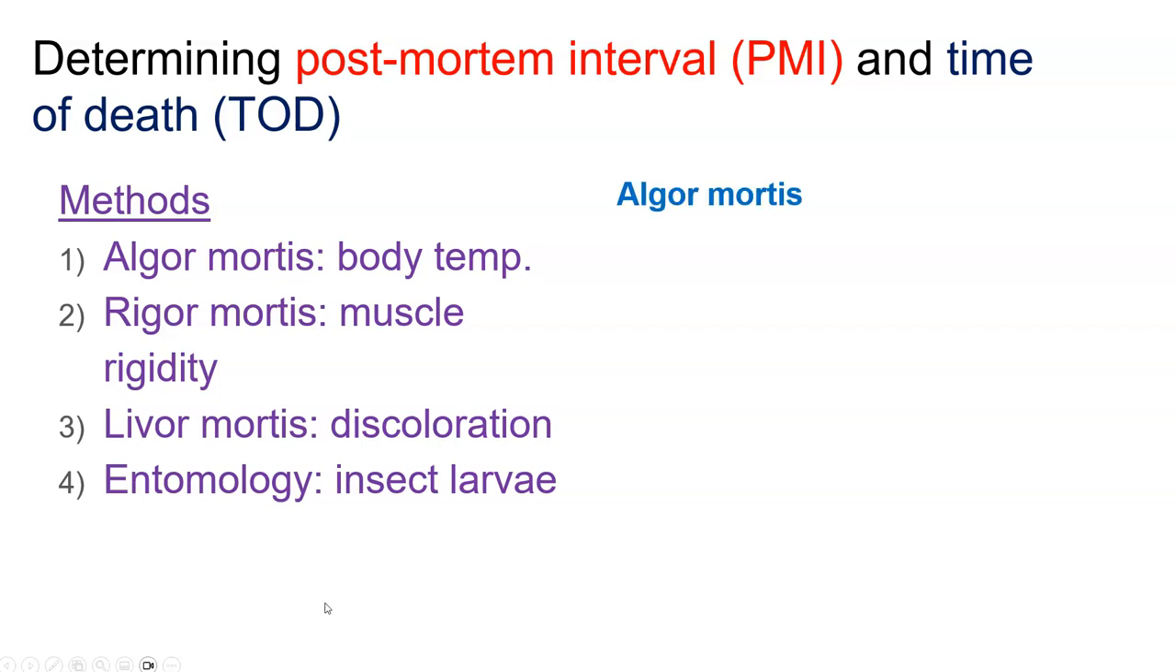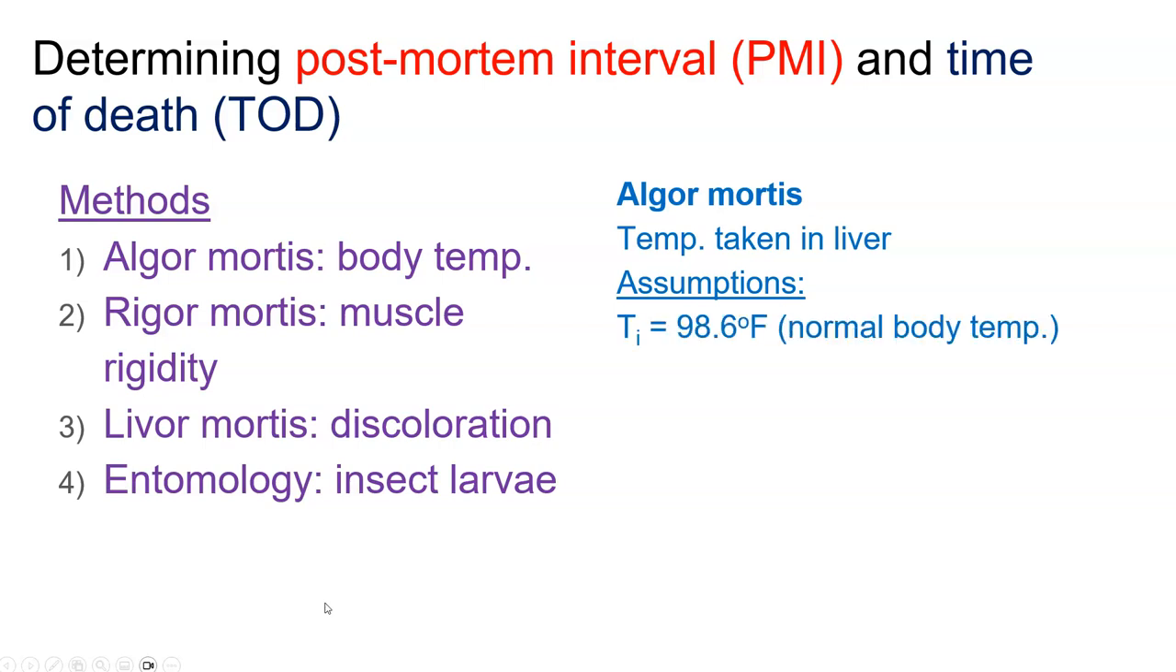So let's focus in on algor mortis, body temperature. So first things we need to establish: the temperature is usually taken in the liver because we don't have to worry about injuring the person anymore. And it is a very central part of the body, so the temperature change is pretty gradual and predictable. All right, some assumptions. First, we're going to start with the initial temperature, TI, is 98.6 degrees Fahrenheit. Now, that's a big assumption. That is not everybody's baseline body temperature, but we should be pretty close to that with most people.